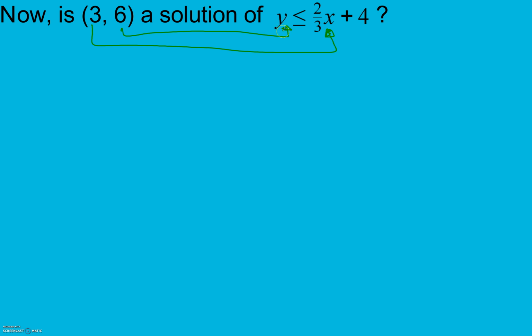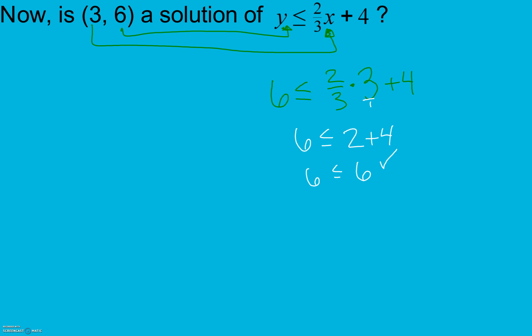So I see a y, so I plug in a 6, less than or equal to 2/3. I see x, so I plug in 3. And remember, if there isn't a sign there, our operation is multiplying. When I multiply here, I can set it up as fractions and multiply across, 6 over 3, which is 2. Add, and I get 6. Is 6 less than or equal to 6?